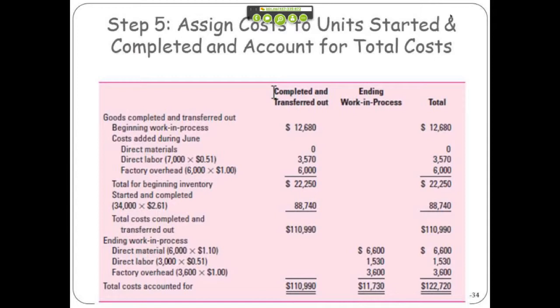So the total cost of everything that you're done with in your department, that you're sending on to another department or it's finished, is $110,990, the sum of those two.